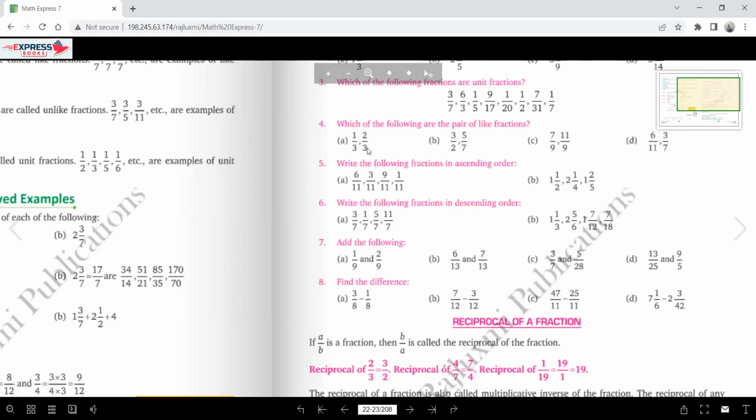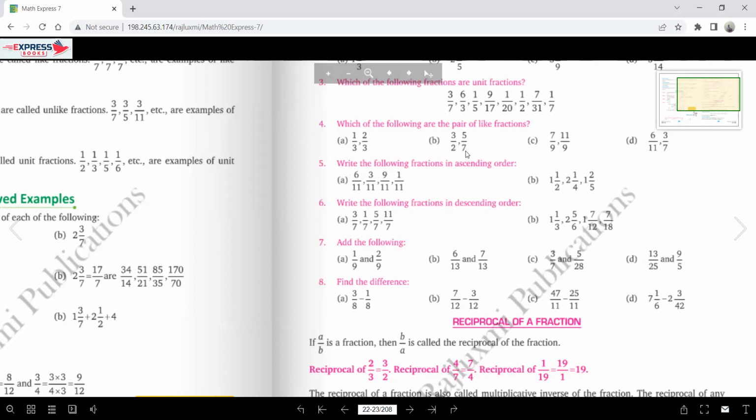Like 1/3 and 2/3, both have the same denominator, so they are like fractions. Similarly, 3/2 and 2/7. You know that their denominators are not the same, so they are not like fractions. So you don't need to write. In part C, 7/9, 11/9. You can see both of them have the same denominator, that is 9. So they are like fractions.